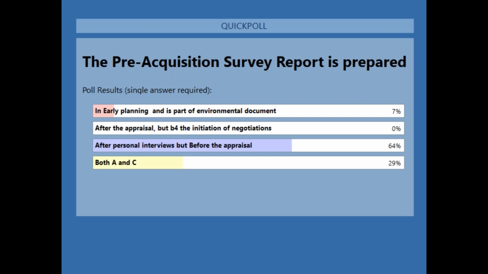The correct answer is C. It is after you have the personal interviews, but before the appraisal. After you have all your personal interviews, you've gathered all your information, then you're preparing the report. It is before the appraisal because the appraiser is going to use some of the data you have out of there, mainly the RE95, which we'll talk about this afternoon.